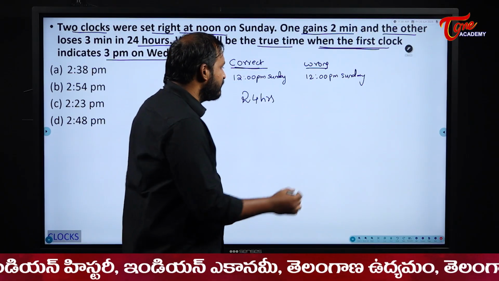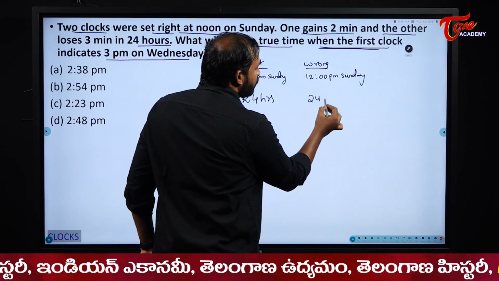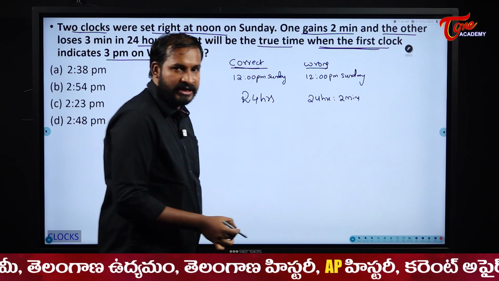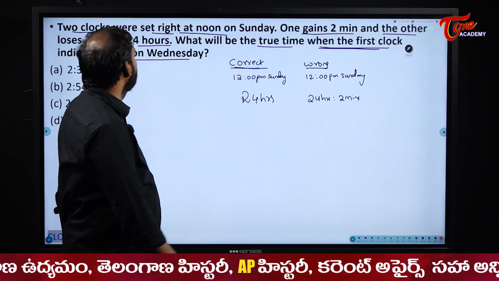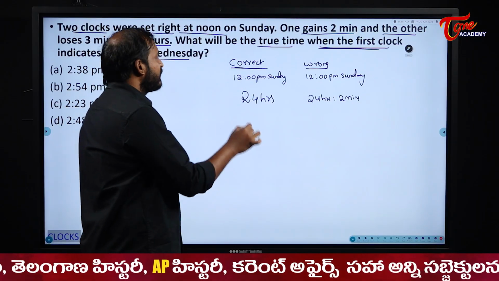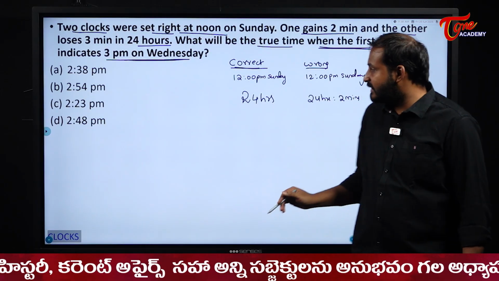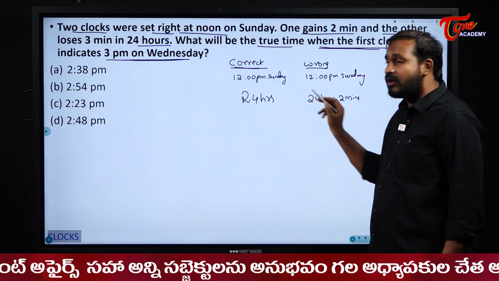That means how much time it will show? It will show 24 hours, 2 minutes. Okay, good, superb. Now, what will be the true time when the first clock indicates 3 p.m. on Wednesday? Now, tell me, which clock is indicating 3 p.m. here for me? Wrong one or the correct one?